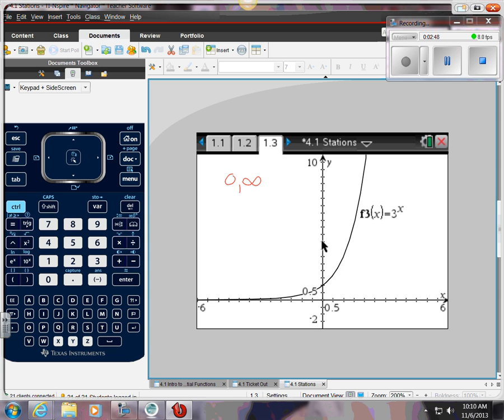am I using 0? No, I'm not. So what did you notice about all of these functions? What happened to my graph as I moved to the left, to the negative x? It got smaller and smaller and smaller, but did it ever hit 0? Would it ever hit 0? No, it wouldn't. Am I going to include 0? No. Am I going to include everything greater than 0?